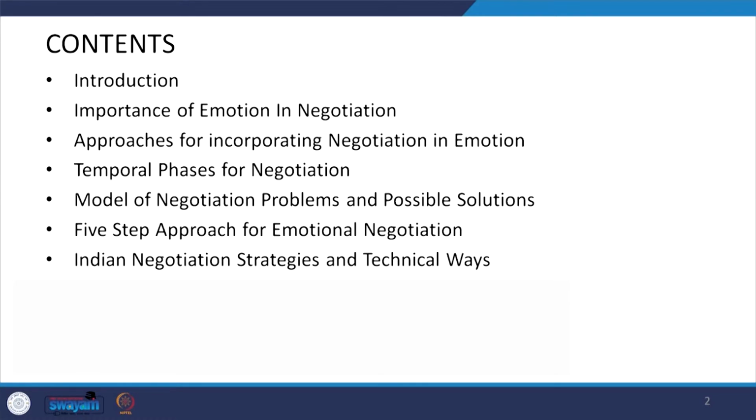In this session I will talk about emotional negotiation. First we will understand what emotional negotiation means, the introduction, and why emotional negotiations are important at the workplace under interpersonal dynamics. There are different approaches for incorporating emotional negotiation in emotions. Then the temporal phases of negotiation, the model of negotiation problems and possible solutions, the 5-step approach for emotional negotiation, Indian negotiation strategies and technical ways I will be discussing.